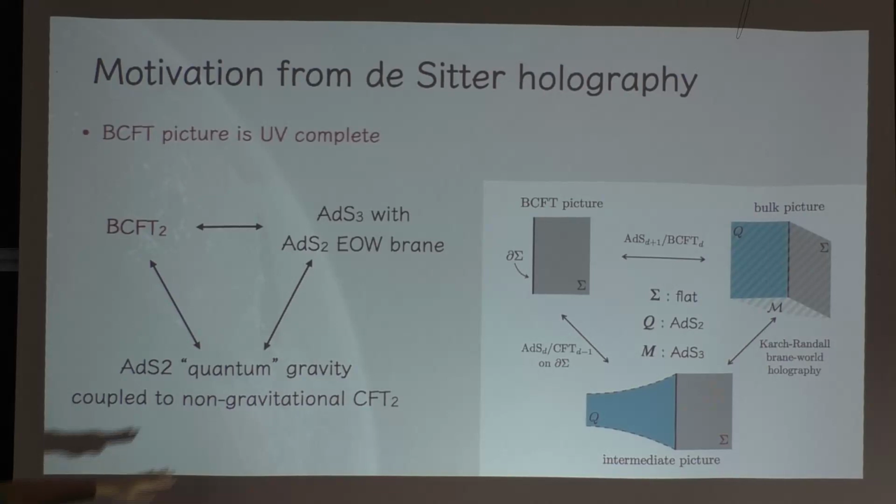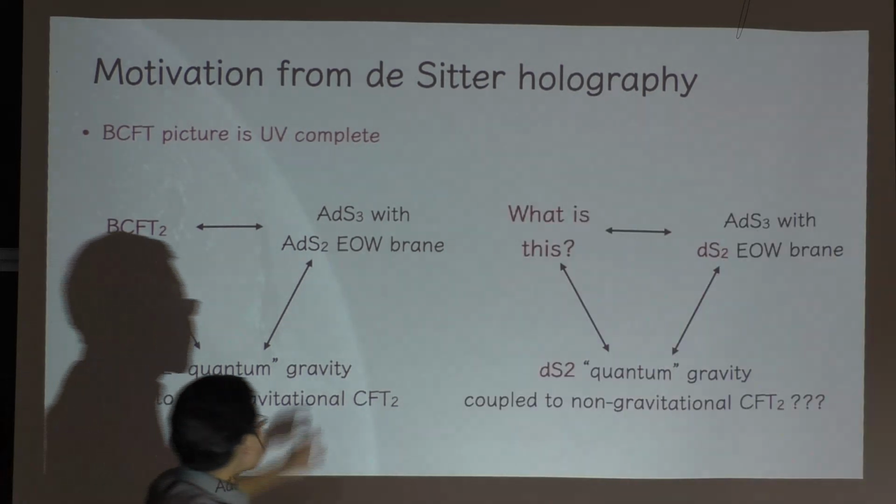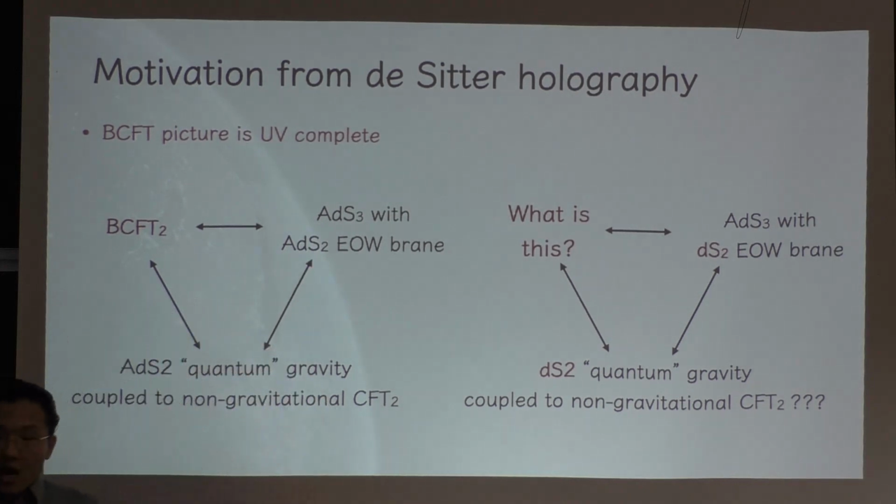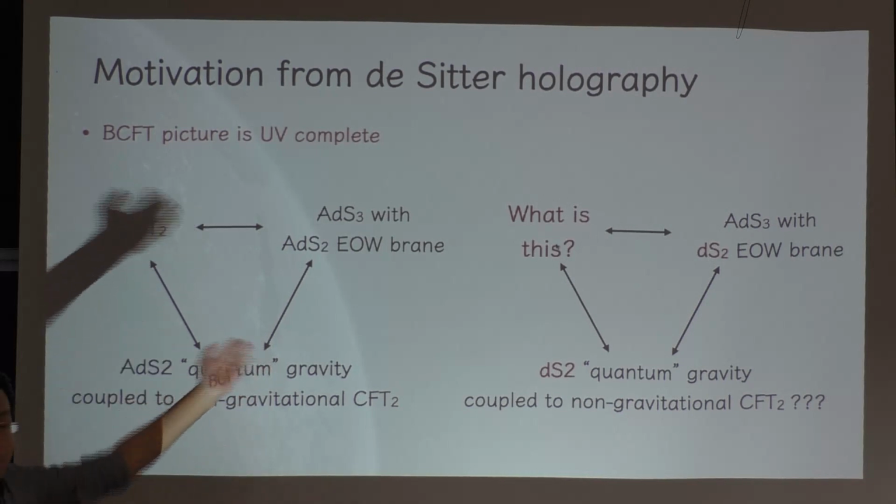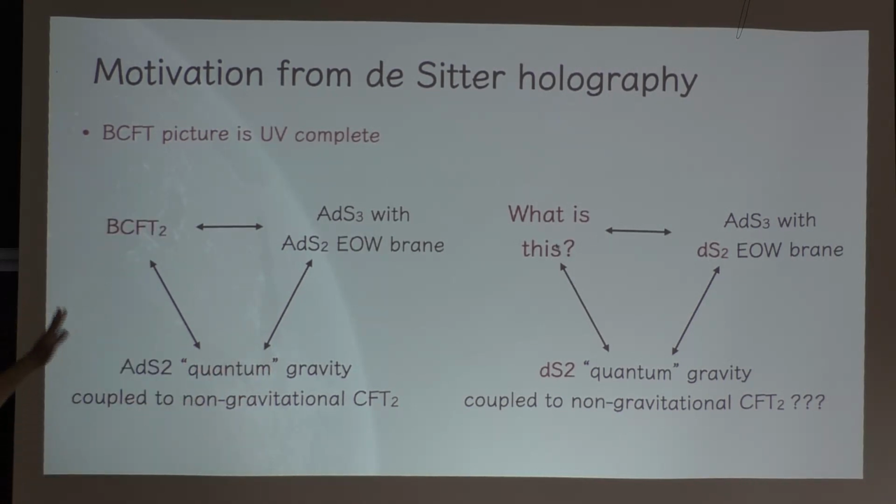So let us schematically write the things down in this way. Then what we would like to understand is that instead of the AdS2 tensor flow, we want a dS2 tensor flow. Then presumably that can be used to understand some two-dimensional dS quantum gravity, which is coupled to non-gravitational CFT. However, we don't really know what's the UV complete description of this kind of stuff. It's very different from this side. On this side it is BCFT, but on that side, people didn't really know what the thing is.